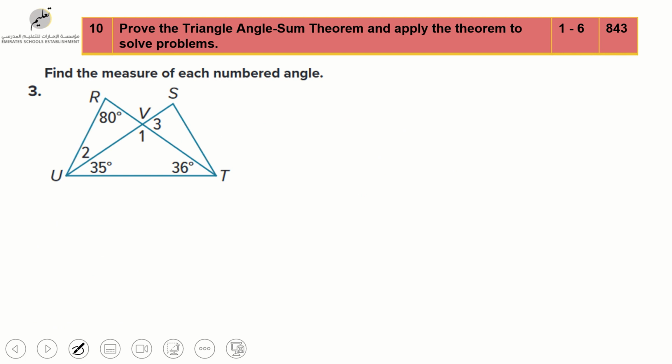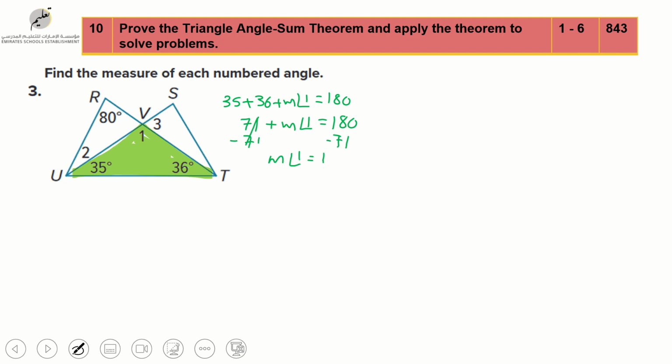One more, we can start by finding the measure of angle 1, because for this triangle, two angles are known and one is unknown. So let's go ahead and find it. 35 plus 36 plus the measure of angle 1 equals 180. So 35 plus 36 is 71, plus the measure of angle 1 equals 180, minus 71 from both sides. The measure of angle 1 will be 109.